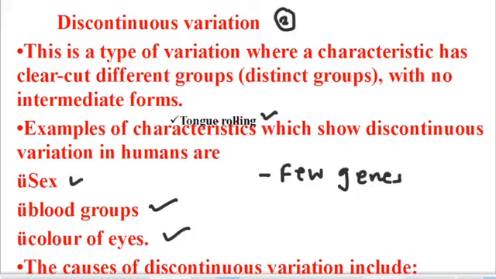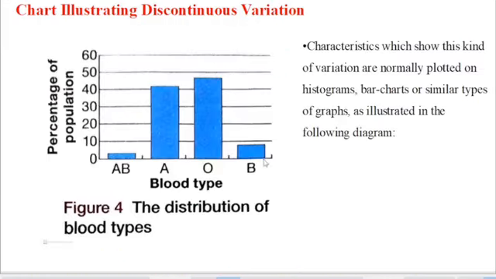Let us now look at the graph that illustrates discontinuous variation. This is the graph that shows discontinuous variation. The characteristics which show this kind of variation are normally plotted on histograms, or bar charts, or similar types of graph, as shown in this diagram alongside.